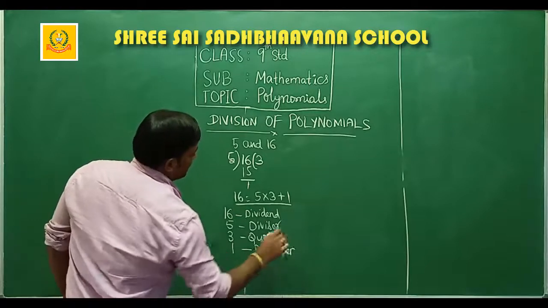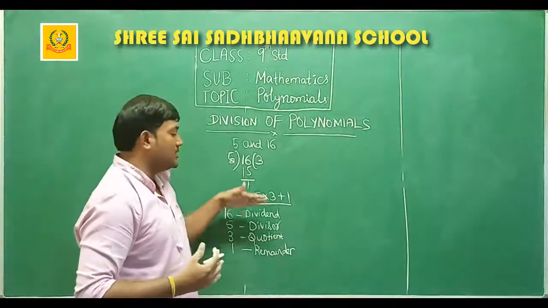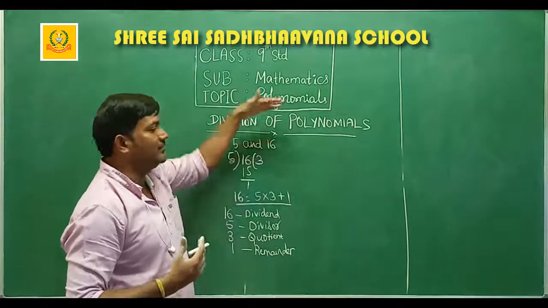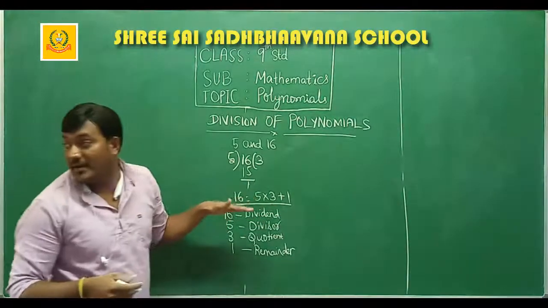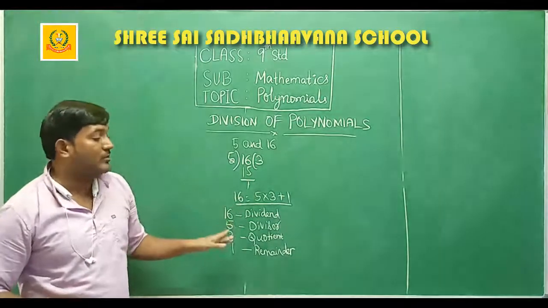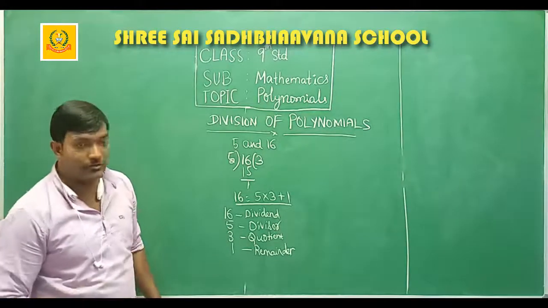So these are the things we know already. It is not a new thing to us. I'm just revising because this is required here. So basically 16 is dividend, 5 is divisor, 3 is quotient and 1 is remainder.